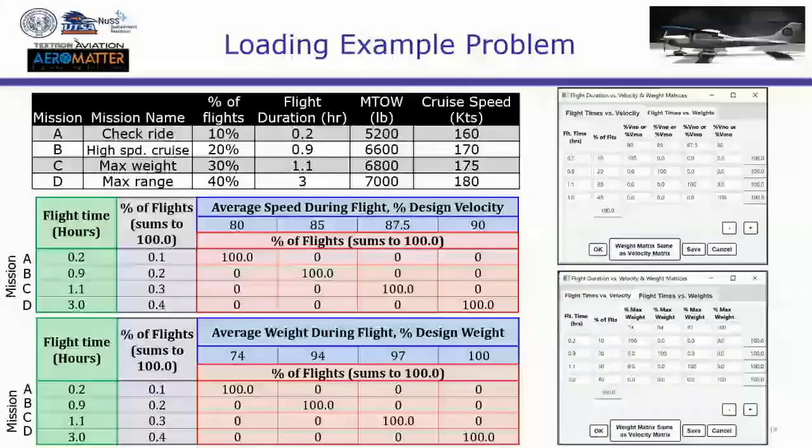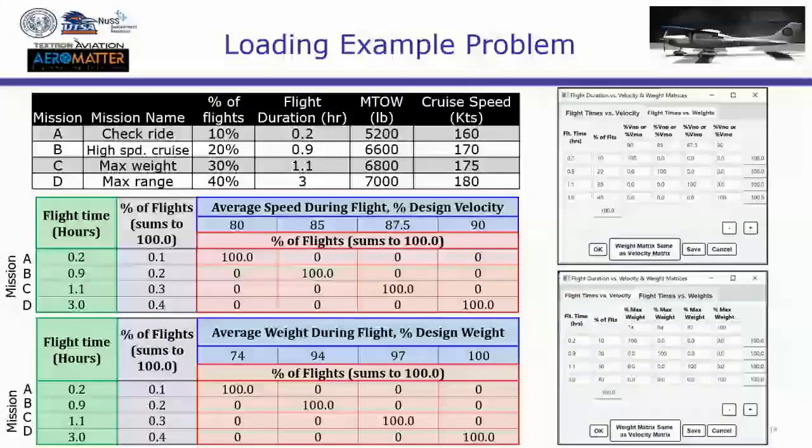Then the percentage of flights, this is in percentage, and it has to add to 100%. So you see that I have 10, 20, 30, 40. If I add all this, the code is going to check that you get 100%. If this is not equal to 100%, it will give you a warning, okay? Same in this direction. So the percentage of VNO or VMO speed, it has to add to 100%.